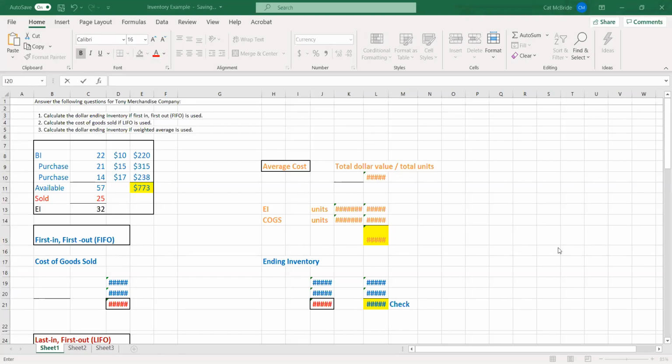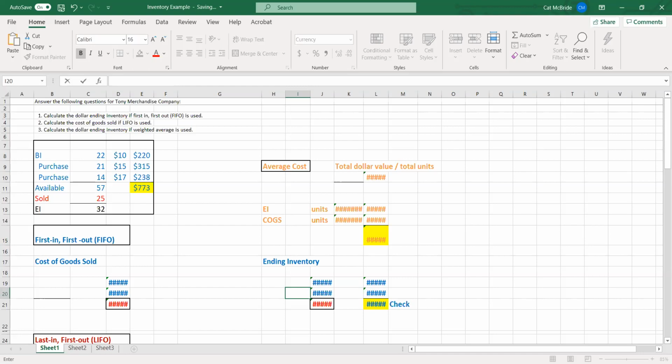Hello class. I've got my camera off so that I can make my Excel screen bigger. And so what I'm going to do is we're going to walk through inventory costing. When we walk through inventory costing, what we're doing is we're looking at how much are we going to allocate to cost of goods sold? How much are we going to say is left in ending inventory?